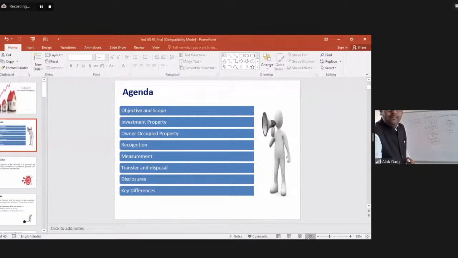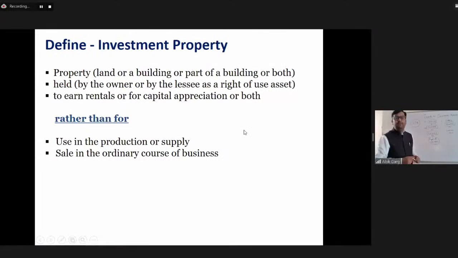So friends, I hope this PPT is visible to you. Investment property is a property, land and building, which is held by the owner or by the lessee as a right of use asset. The objective is to earn rental or for capital appreciation or both, rather than for use in the production or supply, rather than for sale in the ordinary course of business. If it is held for sale in the ordinary course of business, what does it mean? It means it will be shown as inventory. If it is held for use in the production or supply of goods and services, it means it will be shown as property, plant and equipment.